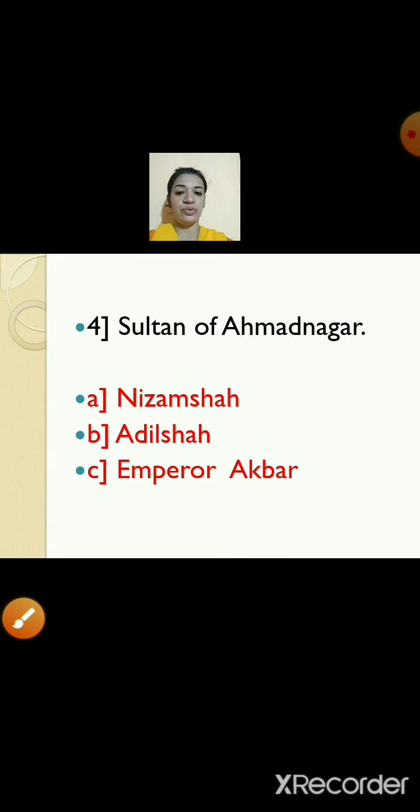And the fourth one, Sultan of Ahmednagar. Three options in front of you. Nizam Shah, Adil Shah, Emperor Akbar.